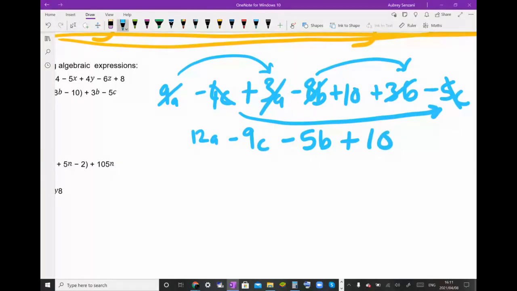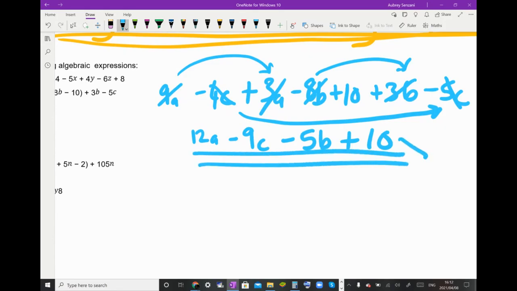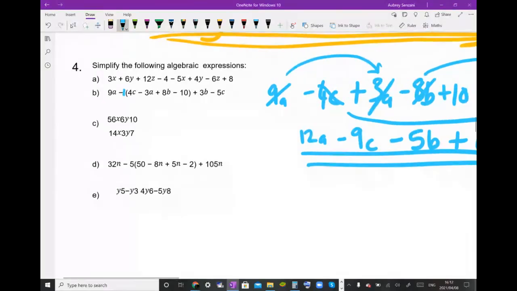Now these we can obviously not simplify any further. So that would be our final answer. Right. Everybody happy? Everybody good? I hope.